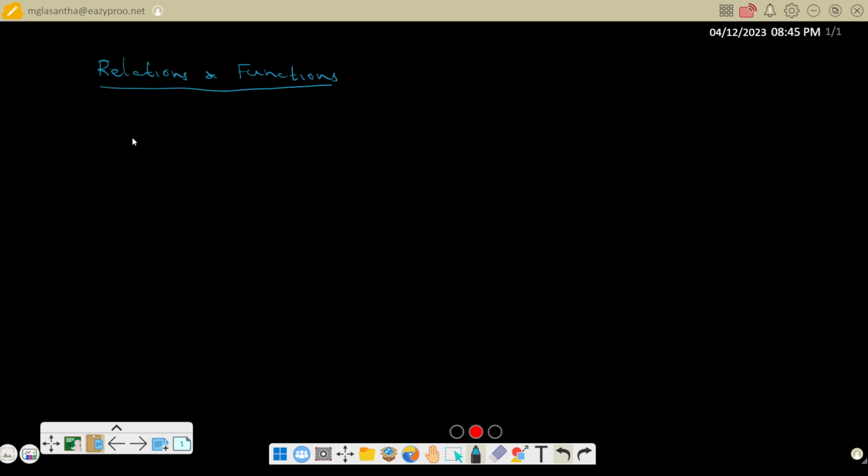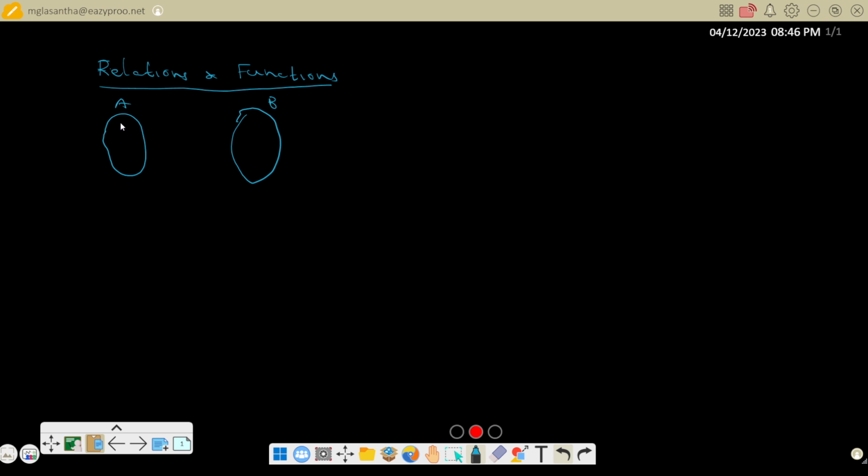Relations and functions. What is a relation? Relation is a mapping between two sets. Two sets. So this is set A. So this is set B. Right?